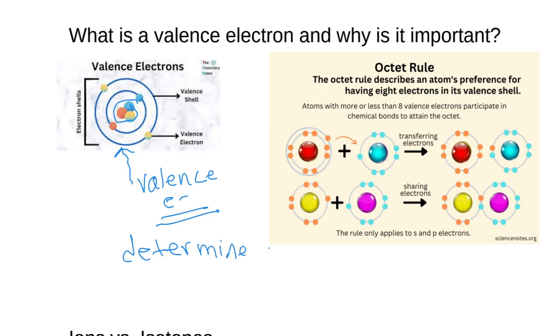chemical properties. So they determine bonding, they determine reactivity, they determine, is it going to be an ionic bond? Is it going to be a covalent bond? It determines everything about that atom. So valence electrons are really important.